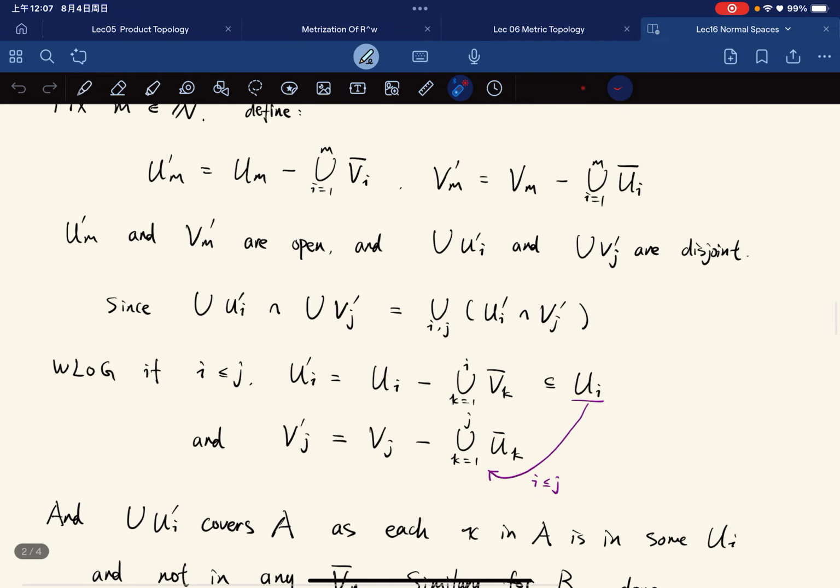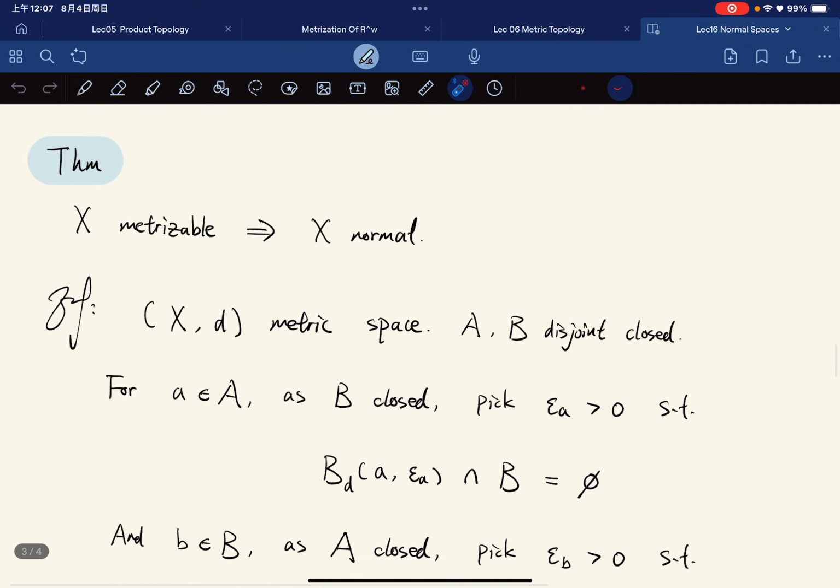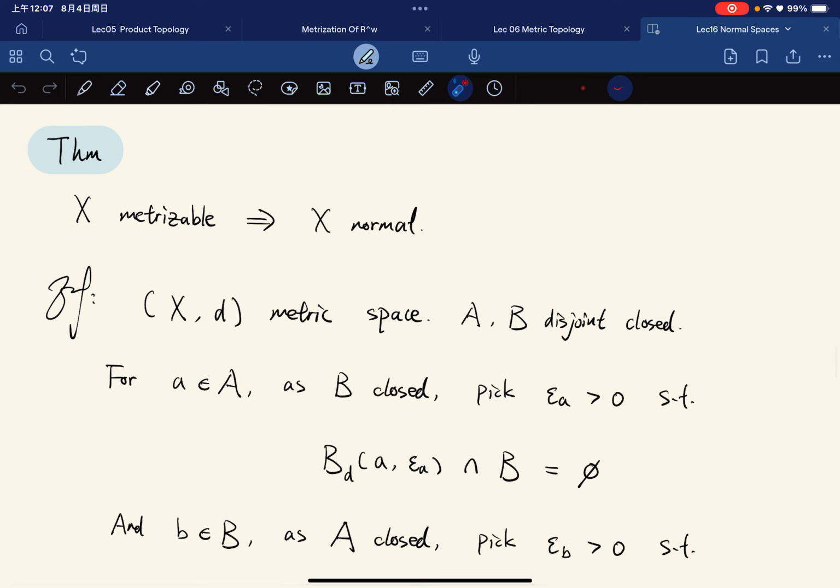Okay, and second, we have metrizable spaces are normal. Metric spaces are normal spaces.